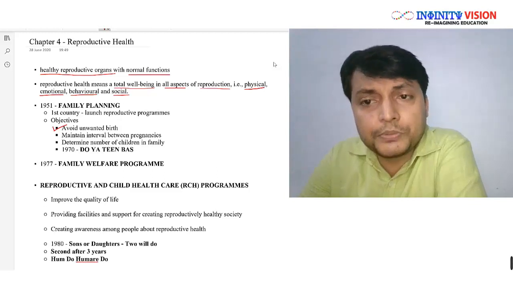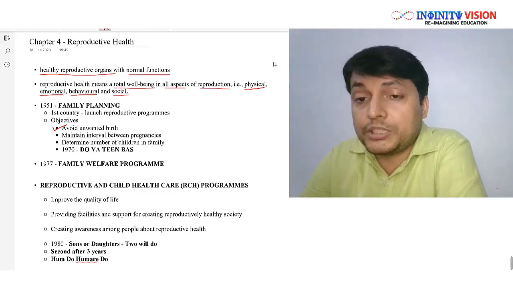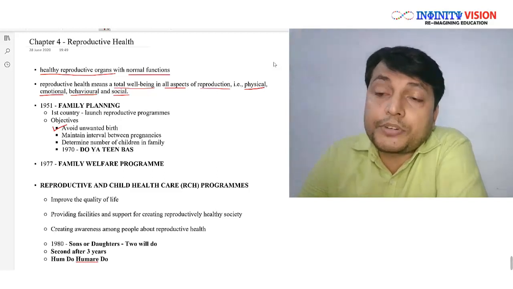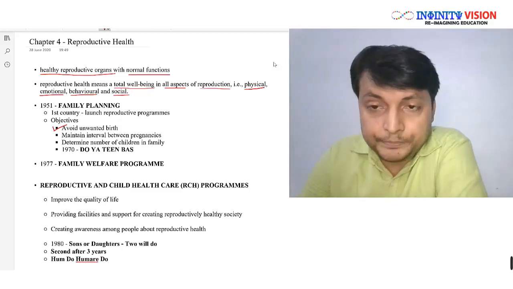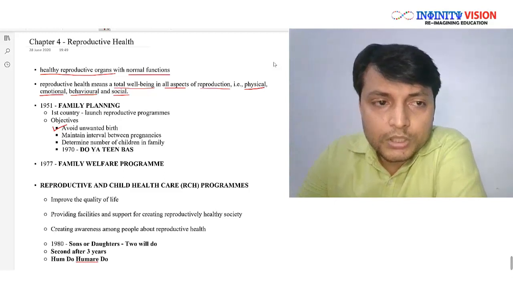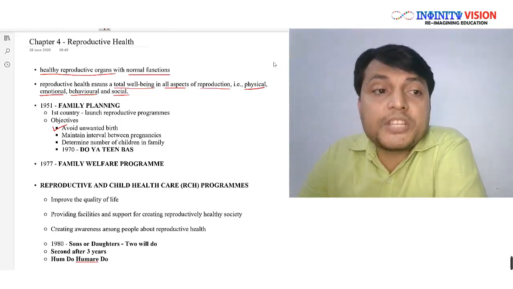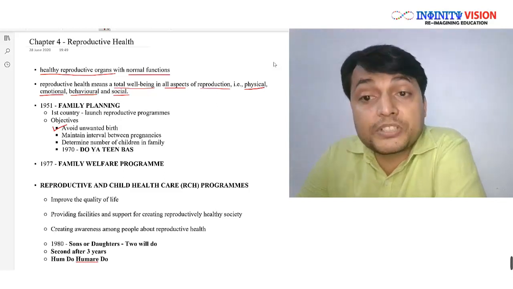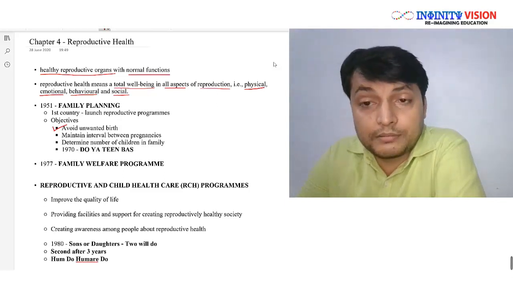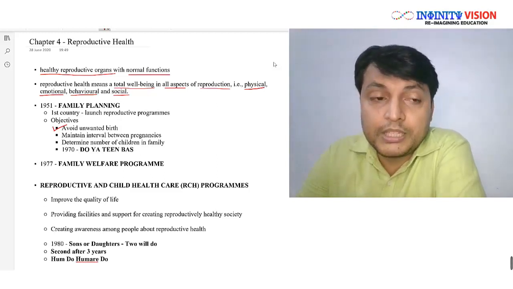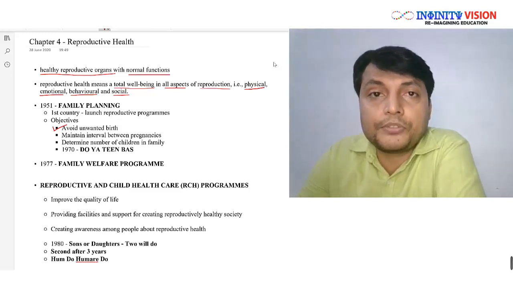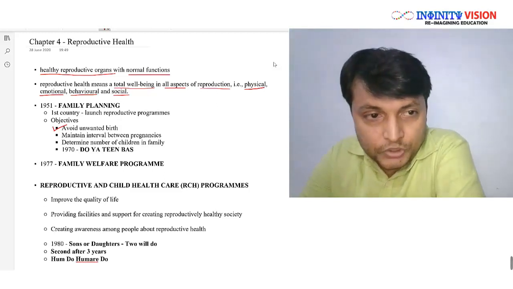How to do it, we will see later, by introducing the birth control methods, or what we know as contraceptive methods. Well, the third objective of these programs was to determine the number of children in the family, and it is very important from the planning perspective. Therefore, this was the third objective, to determine the number of children in each family.